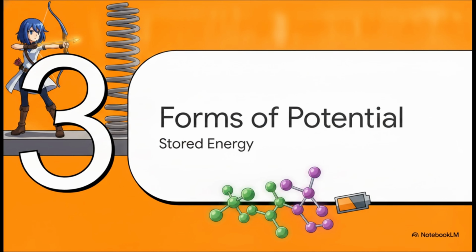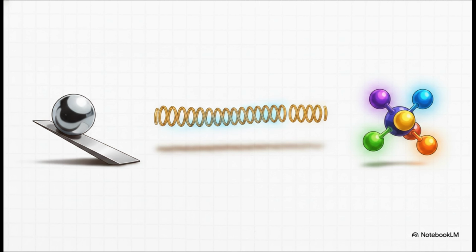Okay, shifting gears to section 3, forms of potential energy. This is the energy an object has just waiting to be unleashed. We can generally categorize this stored waiting energy into 3 main buckets. First up, gravitational potential energy. This is based entirely on position and mass. Think of a ball resting at the very top of a steep ramp.